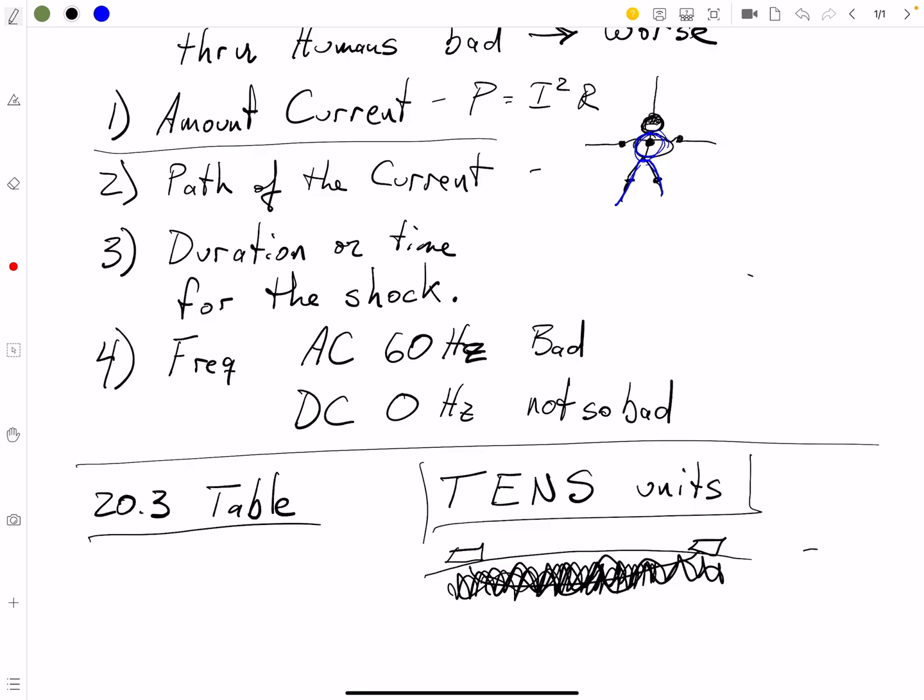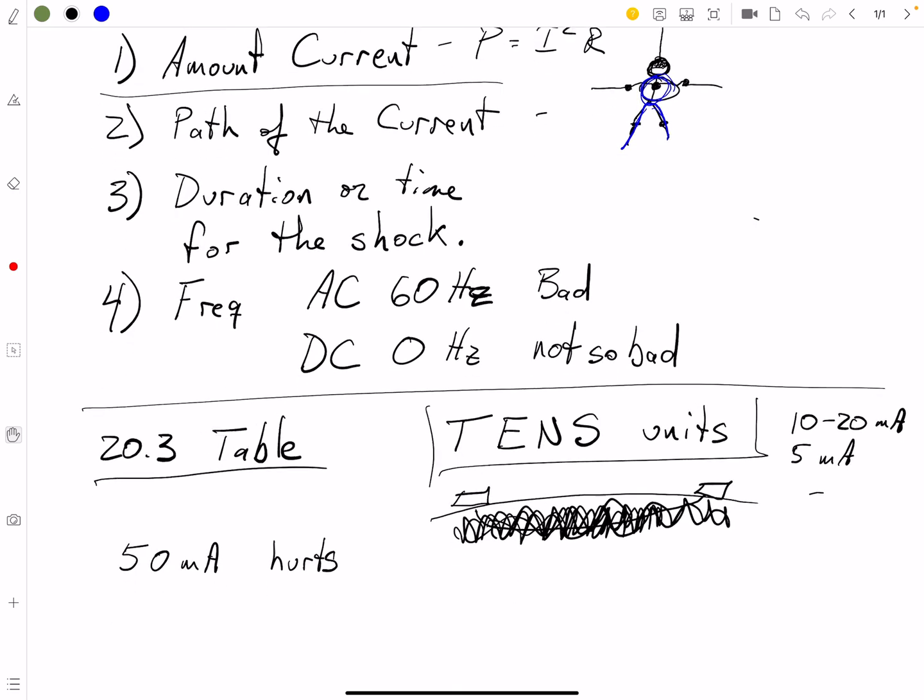So a TENS unit operates in the 10 to 20 milliamp range. You can crank it up to 90 if you want, or I don't know. I don't know how they work, but they're out there. You don't want to do it for very long. Maybe even a TENS unit will operate around 5 milliamps too. I'm not 100% sure. At 50 milliamps, that starts to hurt.